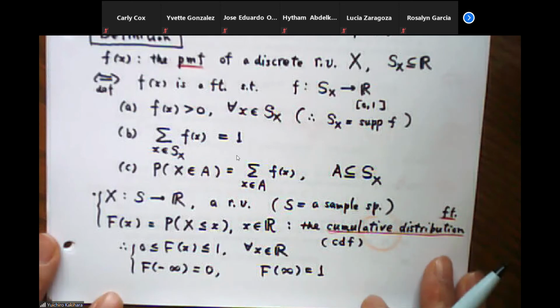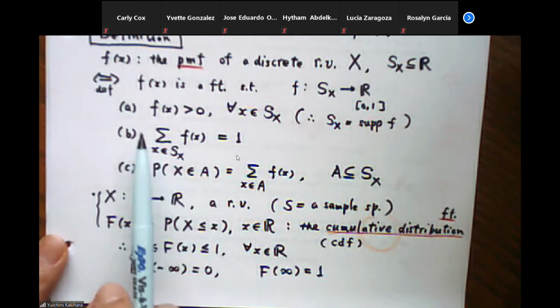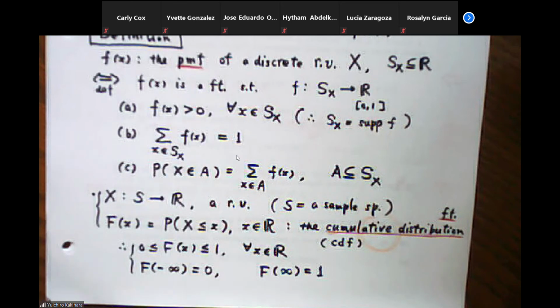So we have defined the probability mass function here, and these are its properties. And then we can also define the cumulative distribution function. One thing we have to note: we're not assuming this is discrete. Any random variable is fine, not necessarily discrete.